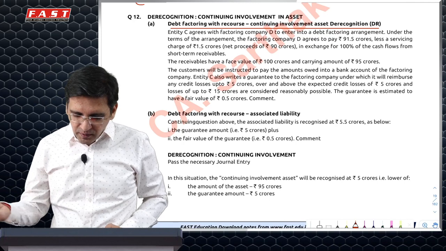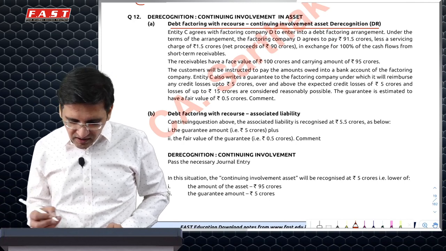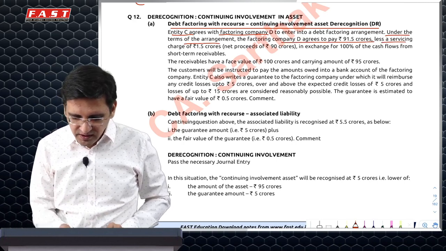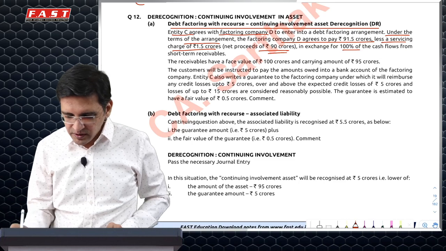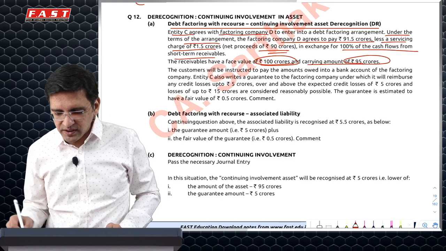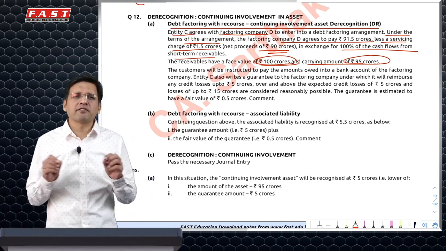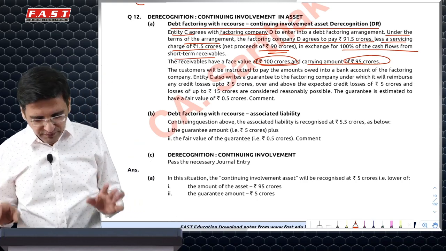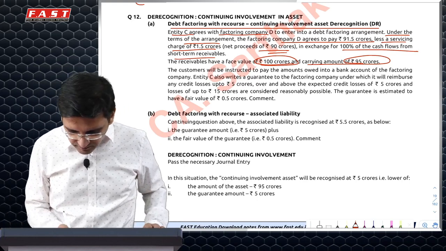With this logic, in this particular question, what has happened essentially is entity C agrees with the factoring company, under which the factor pays 91.5 crore less service charge of 1.5, as in 90 crores, against a short-term receivable of 100 crores. And the carrying amount is 95 crores. So which means again 95 crores, I've got 90 crores, finish. So 5 crore loss is for sure happening with me.